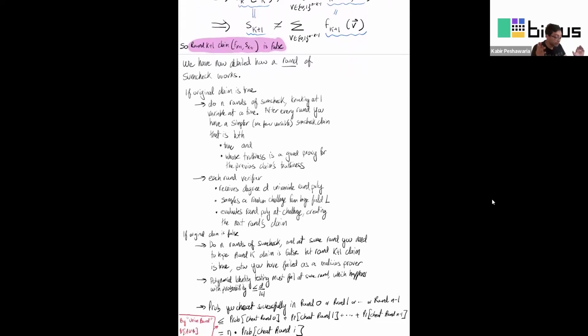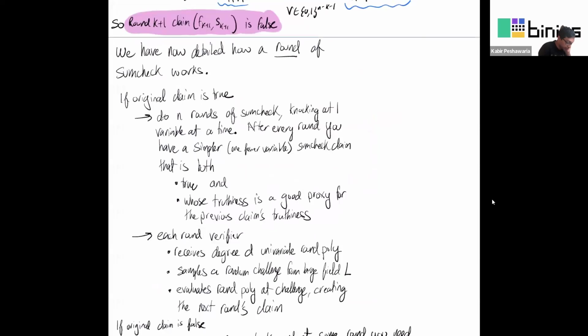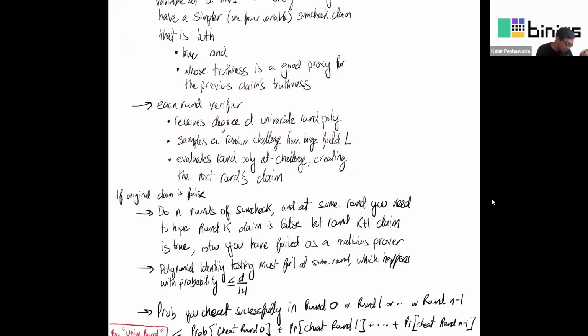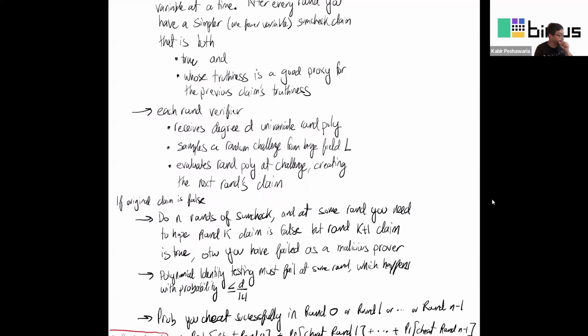So we've now detailed how a round of Sumcheck works. If the original claim is true, we do n rounds of Sumcheck, knocking out one variable every time. After every round, you have a simpler, one fewer variable Sumcheck claim that is both true and whose truth value is a good measure for the previous claim's truth value. Each round, the verifier receives a degree d univariate round polynomial, samples a random challenge from some large field L, and evaluates the round polynomial at this challenge point, creating the next round's claim. So this is the only work that the verifier needs to do every round, which is very minimal. At the end, you get an eval check claim.